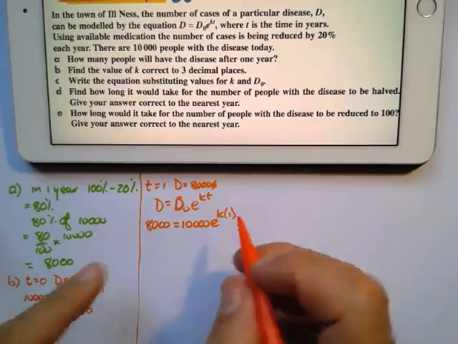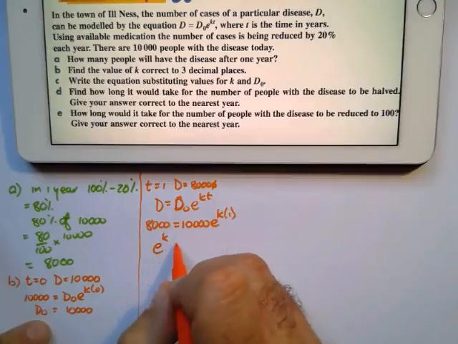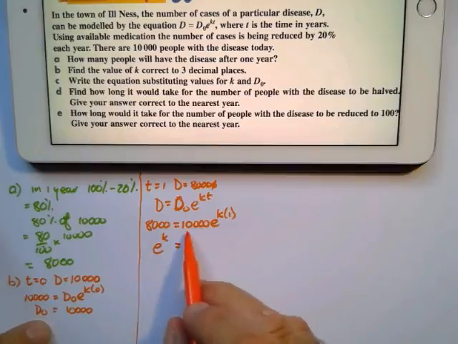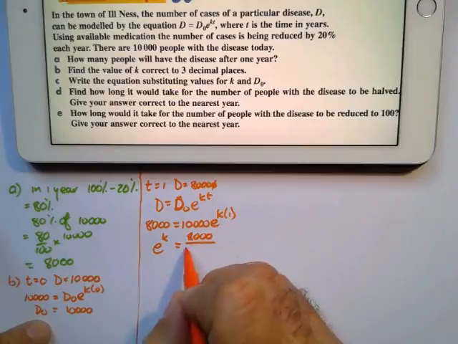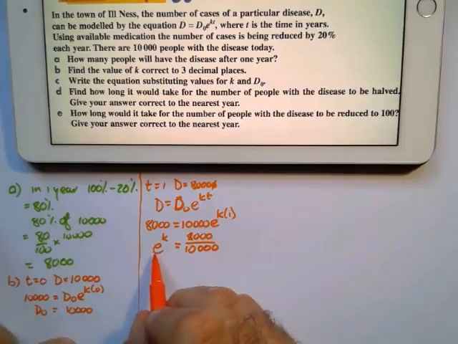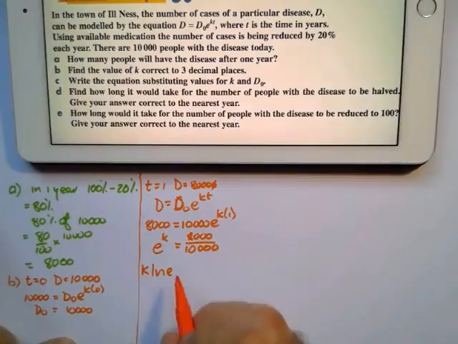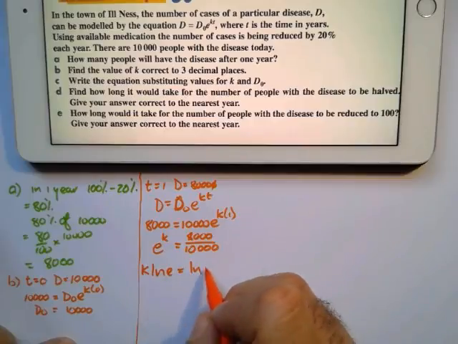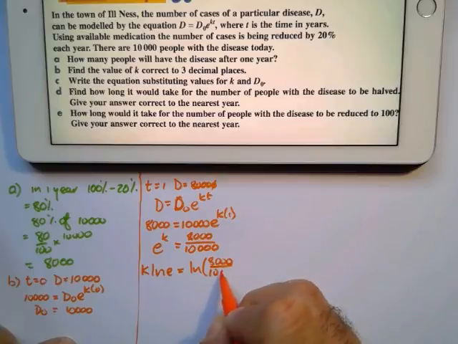So that gives us, and I'm just going to swap the 2 sides, e to the power k times 1, which is k, equals, I'm going to divide by 10,000, 8,000 divided by 10,000. Now I'm going to take ln of both sides to get rid of e. If I take ln on both sides, that k will move to the front, and that will equal the ln of 8,000 over 10,000.